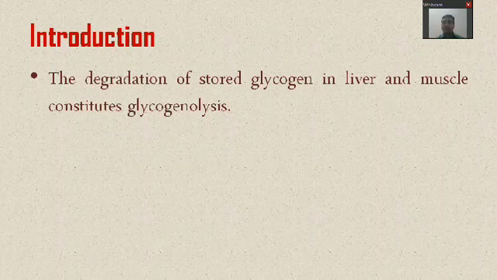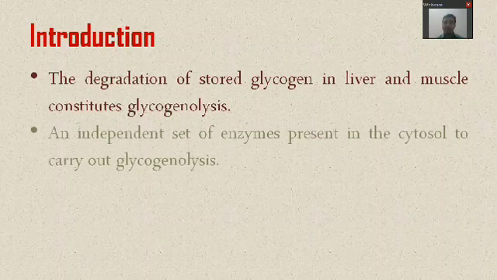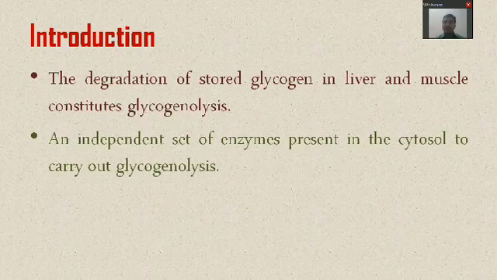Our body stores excess glucose in the form of glycogen in liver and muscle. The quantity of glycogen present in the liver is more, whereas it is less in the muscles. Both occur in the cytosol, and both these reactions, glycogenolysis and glycogenesis, have separate enzymes.